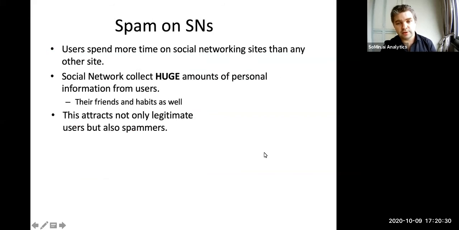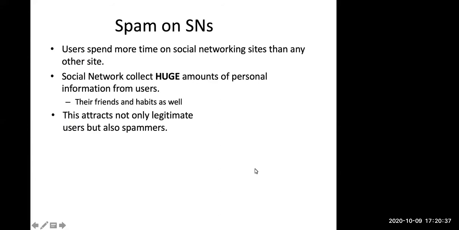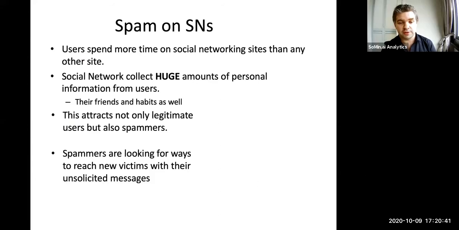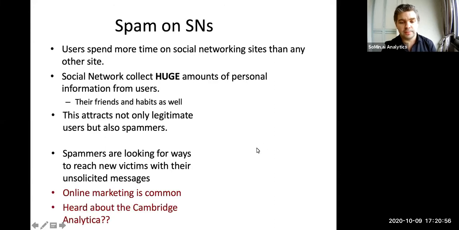So in social networks, we have huge amounts of personal information about users. And this, of course, attracts not just us, normal users, but also spammers. And spammers are looking for new ways to reach us and give us some wrong messages or get some benefits from us, from our content, etc. So it's important for us to understand.